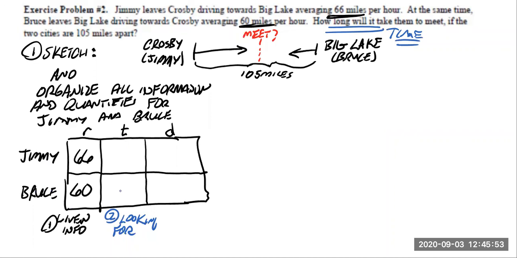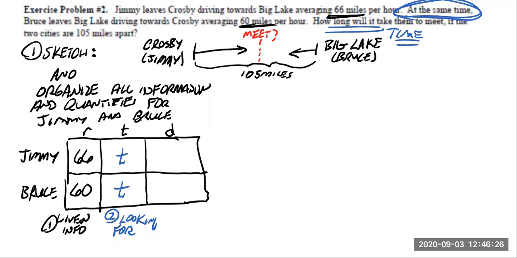So how are these related? Look for the relationship about their times. You notice it says at the same time Bruce leaves Big Lake. So that means Jimmy is on the road for t hours, we'll just use t, and Bruce is on the road for the same amount of time, t. So they left at the same time. In this case, these variables both represent Jimmy's time and Bruce's time.